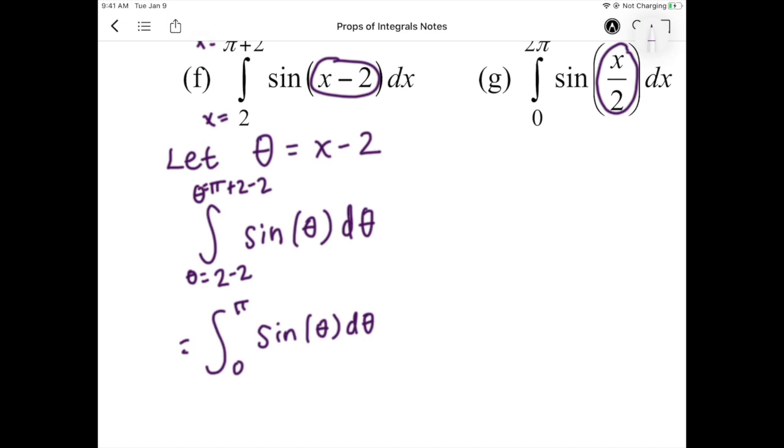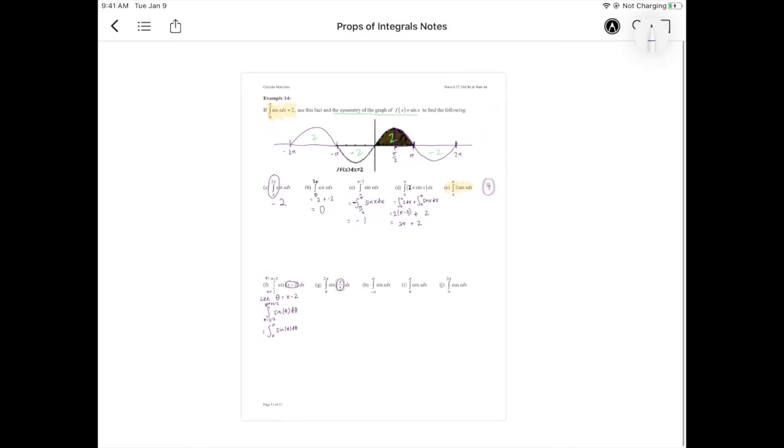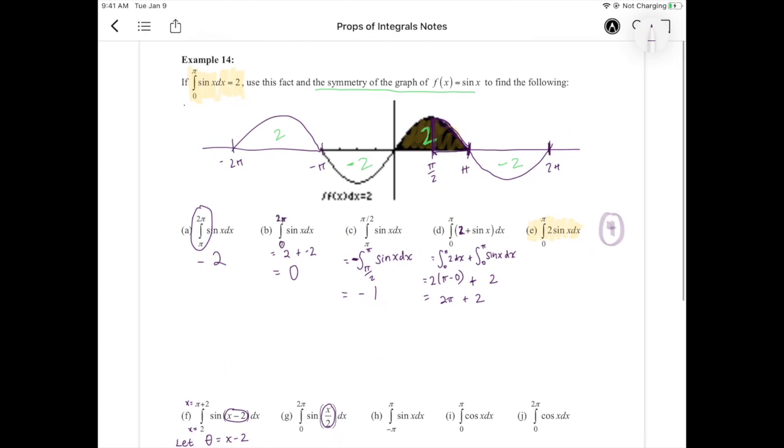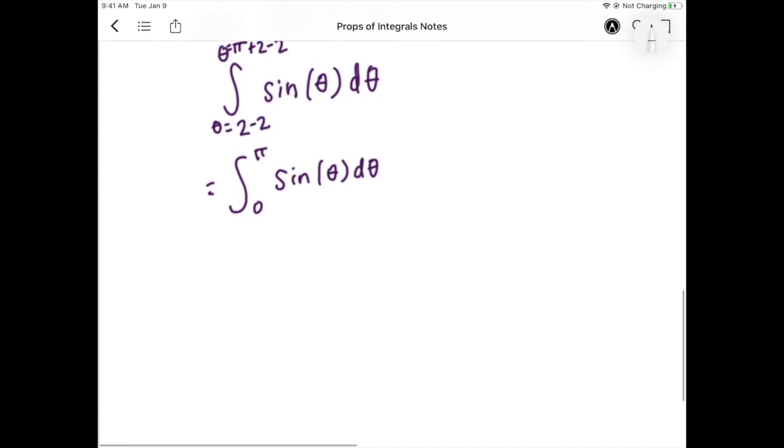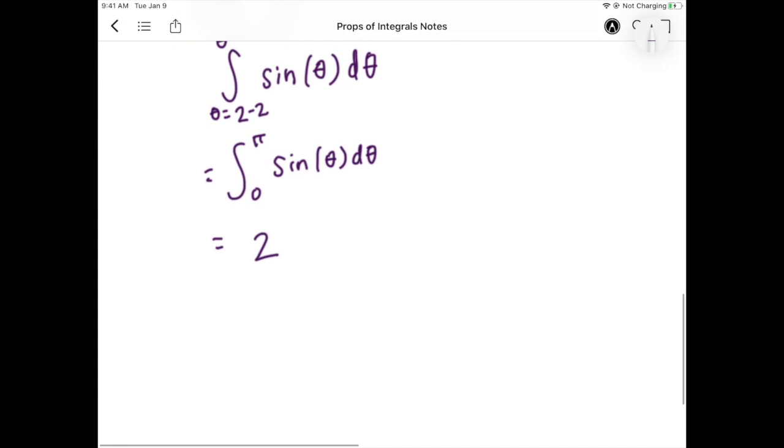This should look familiar. It's the same thing that we were given in the very beginning. It's the same as this. It just has theta instead of x. But that doesn't matter. It's the same thing. This is equal to 2. Very cool.